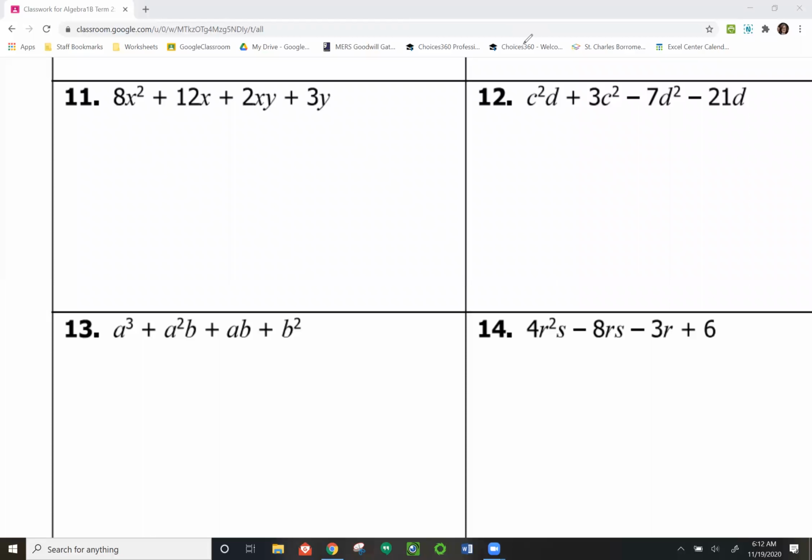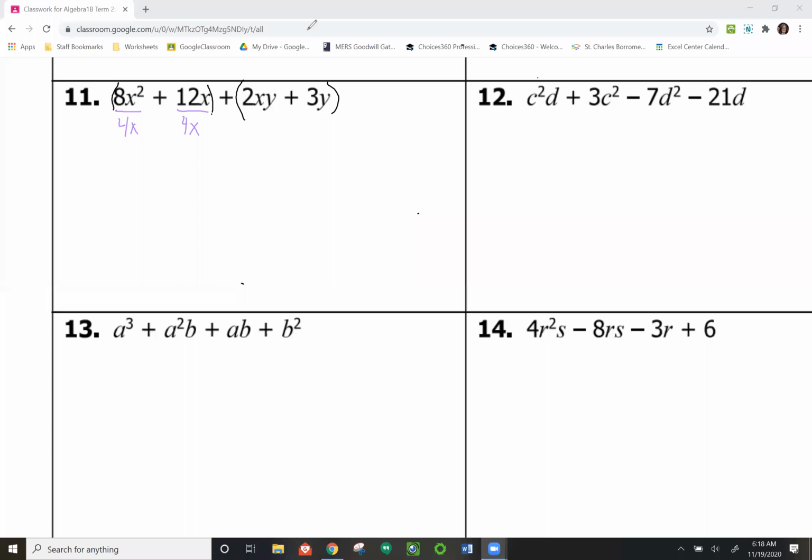Let's do 11. So always, first thing, group both of your sets of terms. Good, I got a plus sign already. All right, my first set, what do I have to divide out of there? I have a 4x that I can divide evenly into both of those terms. So let's go ahead and pull that 4x out. And what are you going to be left with? Well, you'll be left with 2x plus 3.